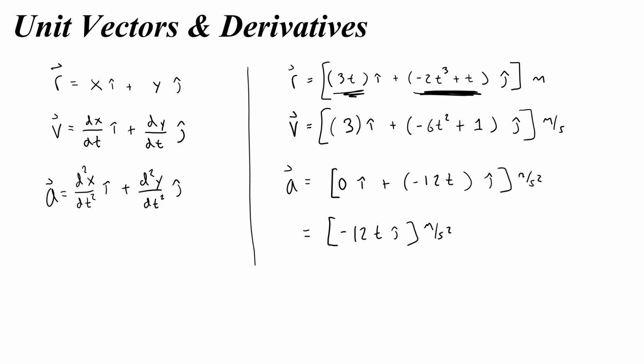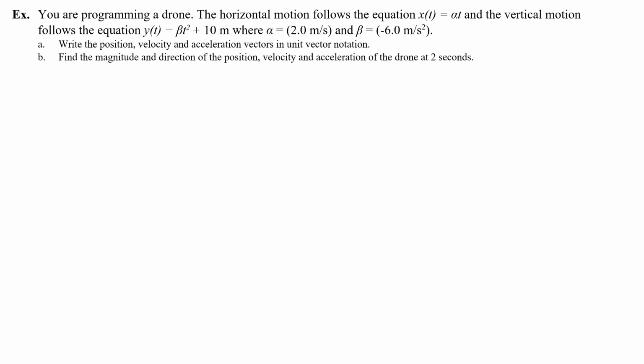Here's our example problem. You are programming a drone. The horizontal motion follows the equation x equals alpha t, and the vertical motion follows the equation y equals beta t squared plus 10 meters, where alpha is 2 meters per second and beta is negative 6 meters per second squared. Write the position, velocity, and acceleration vectors in unit vector notation. Then find the magnitude and direction of the position, velocity, and acceleration at 2 seconds.